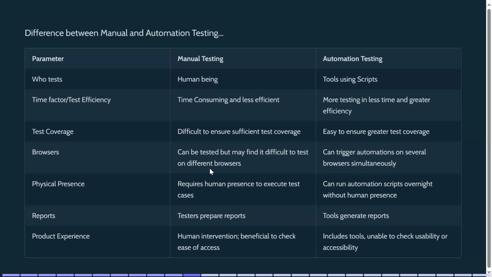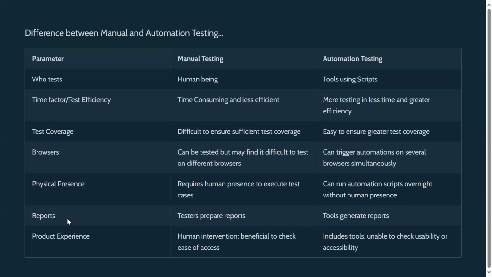But as a human being, it is very difficult for us to test in the different browsers. But an automation tool parallelly triggers all the browsers in one go and triggers the execution. Here, coming to the physical presence, obviously a human can sit in front of the system and execute the test cases. In automation, you put your test executions overnight without human presence.